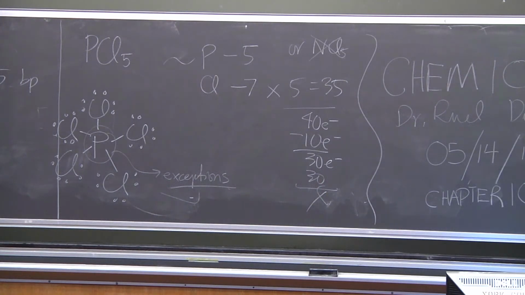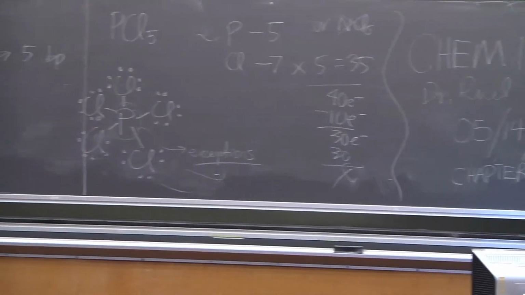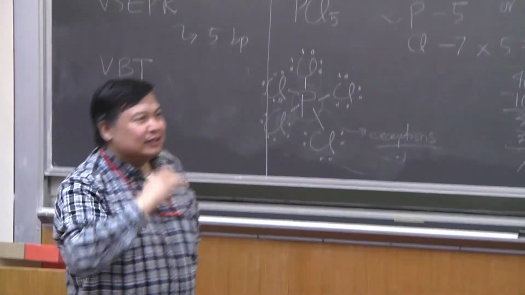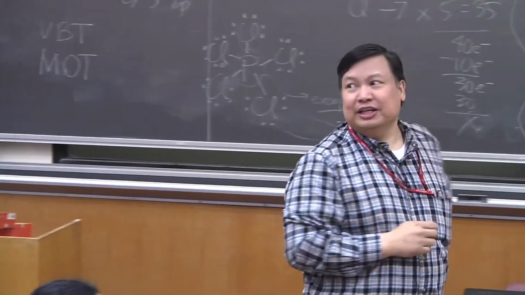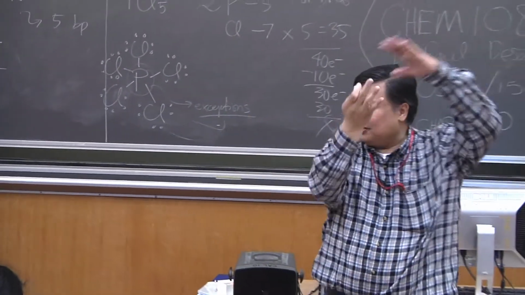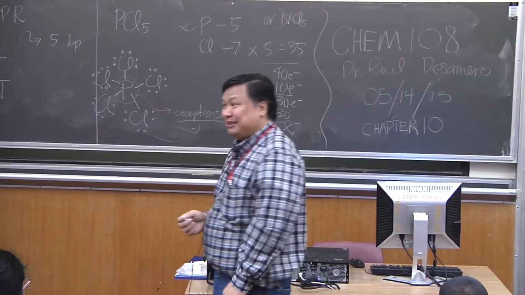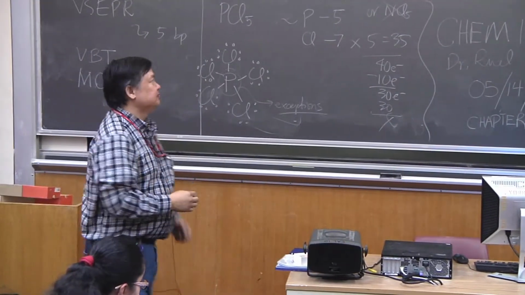I understand it's the rule, but why? What happens when you go down the periodic table? Very good, you have more shells as you go down the periodic table.